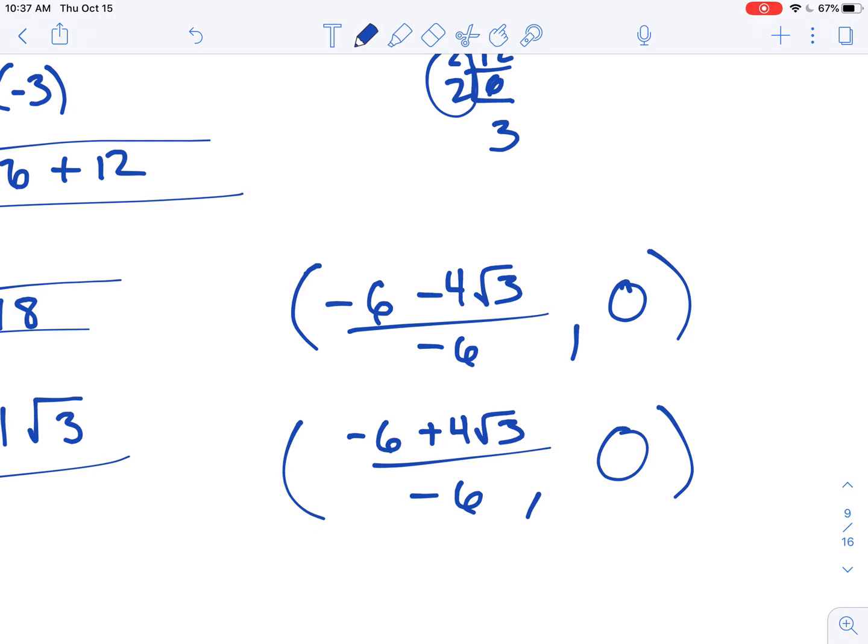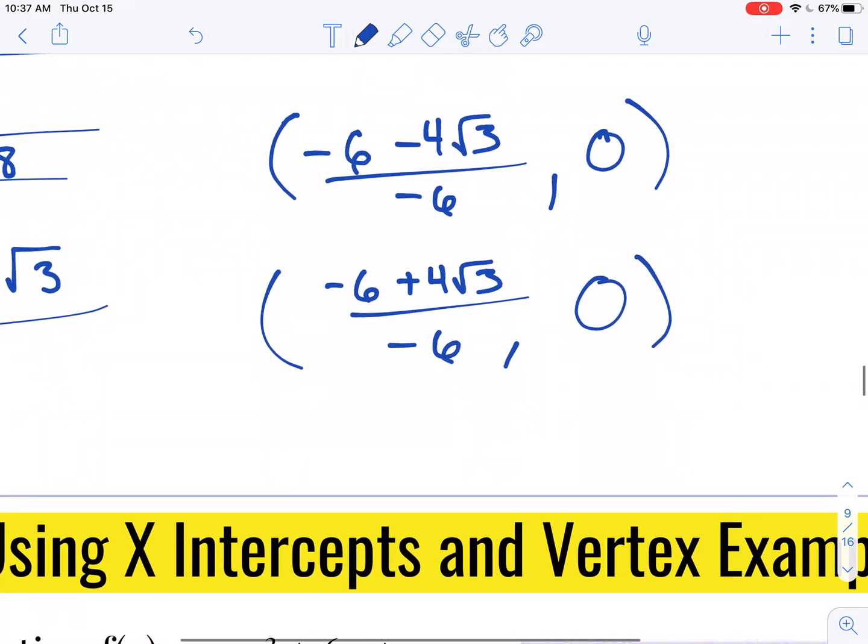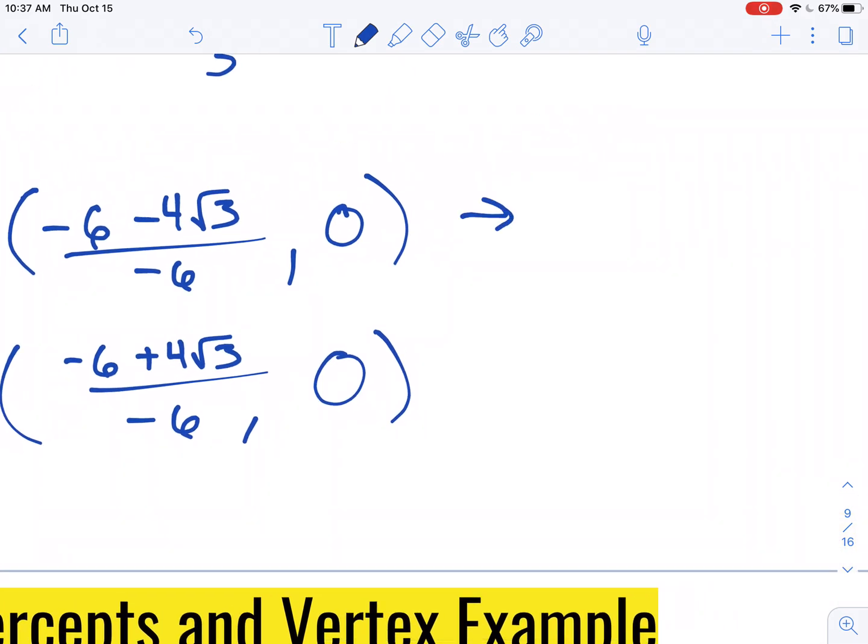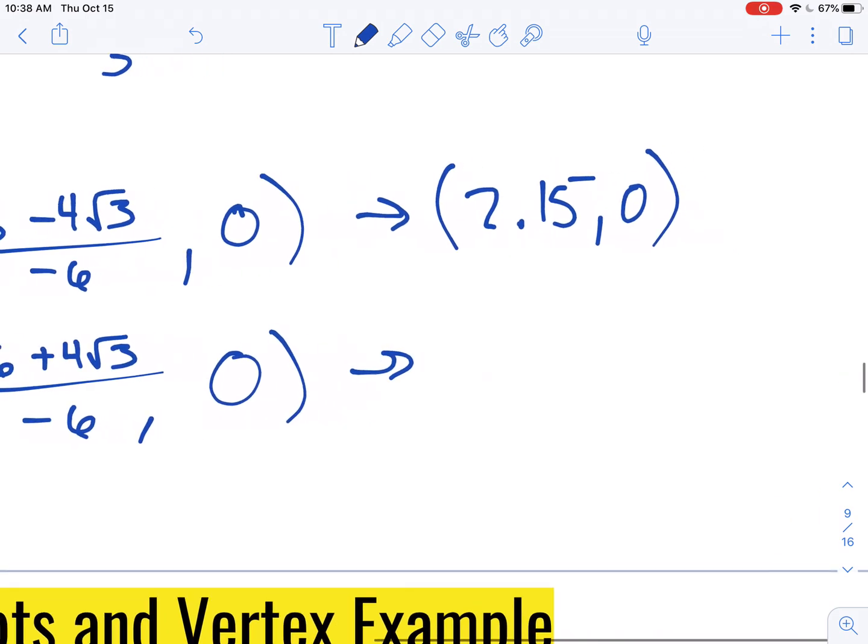Negative 6 minus 4 times the square root of 3 divided by negative 6, and I get one x-intercept of about 2.150, and then I get another one, negative 6 plus 4 times the square root of 3, and then negative 0.150.